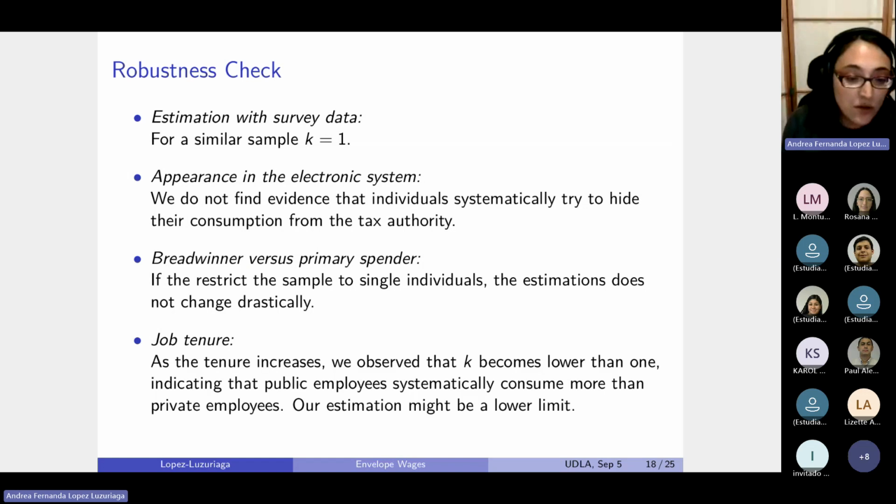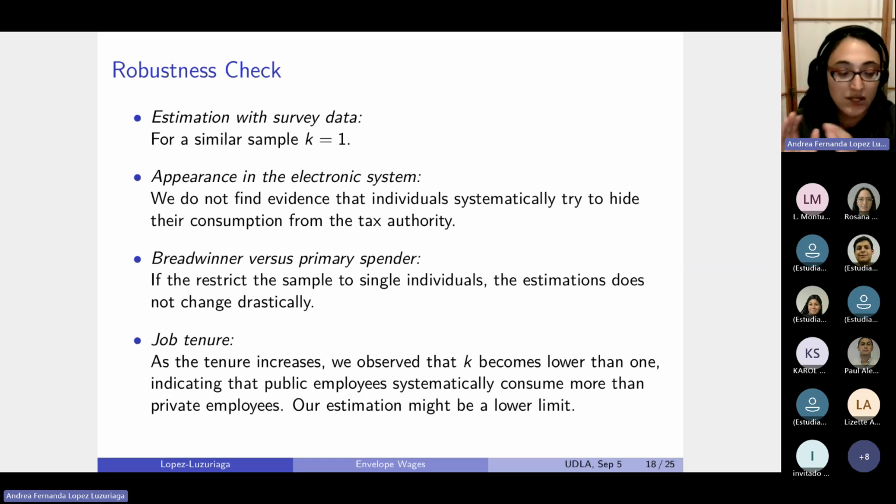So basically what we do is calculate the number of months that public and private sector employees are working for the same company. And what we find is that it is true that public employees systematically consume a little bit more as they get older, as they keep staying more months in the same job. So once you have been 5, 6, 7 years in the same job, it's less likely for you to get fired. You start consuming a little bit more.